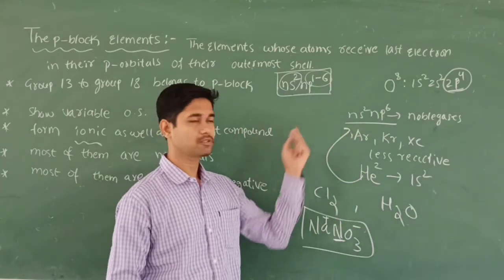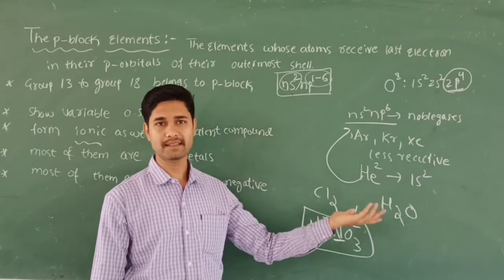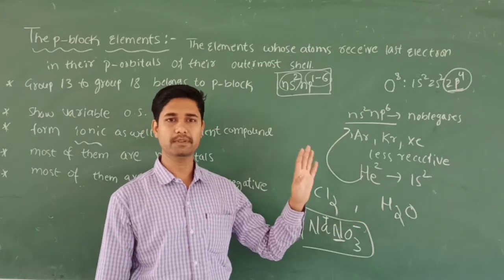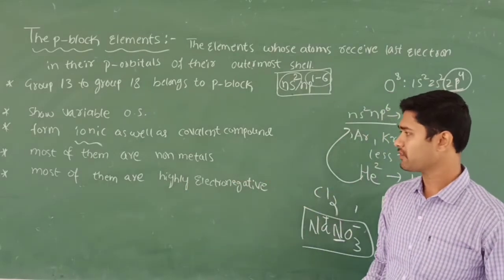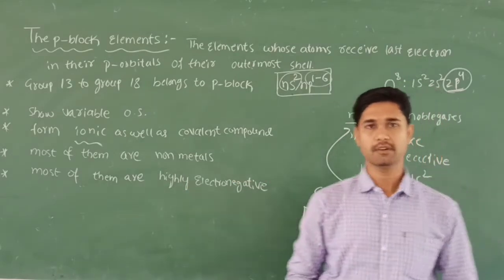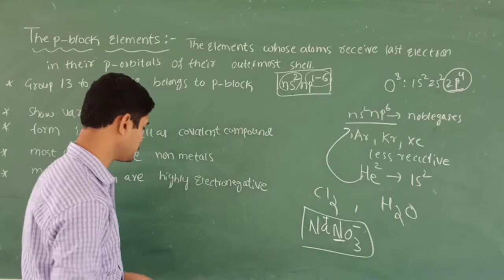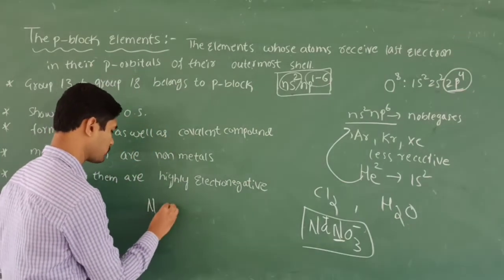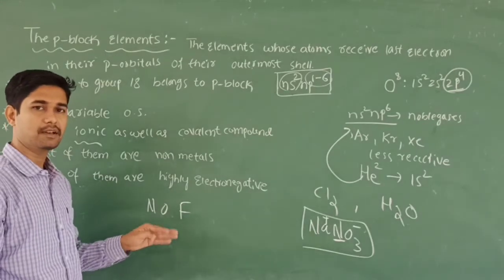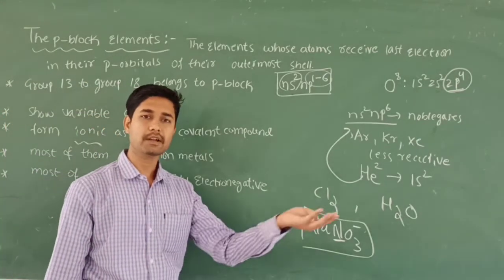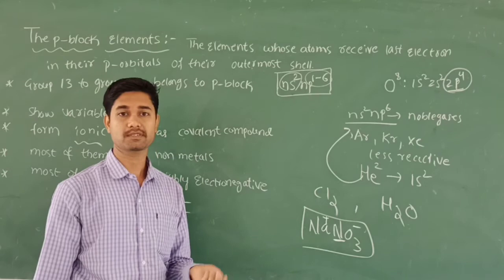You can take oxygen, nitrogen, chlorine, these are gases, right? Almost the maximum number are gases, and they are not metals. They are non-metals. And most of them are highly electronegative. If you take nitrogen, oxygen, fluorine, these elements come here. Electronegative means they have the tendency to attract the bond pair of electrons towards them, right?